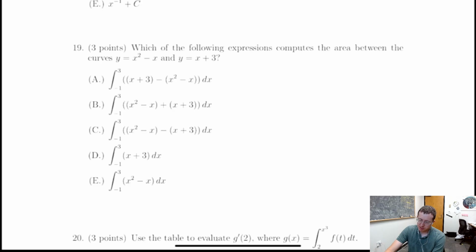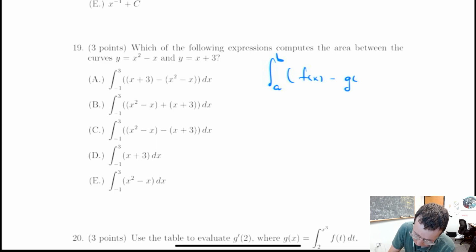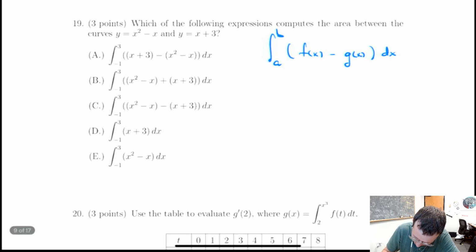Which of the following expressions computes the area between this parabola and this straight line? So the area is the integral of one of the curves minus the other one. So we have 2 things to figure out. The first one is which of the terms is f and which one is g. The second thing we need to figure out is what are the bounds. I can find the bounds by equating these y values and solving.